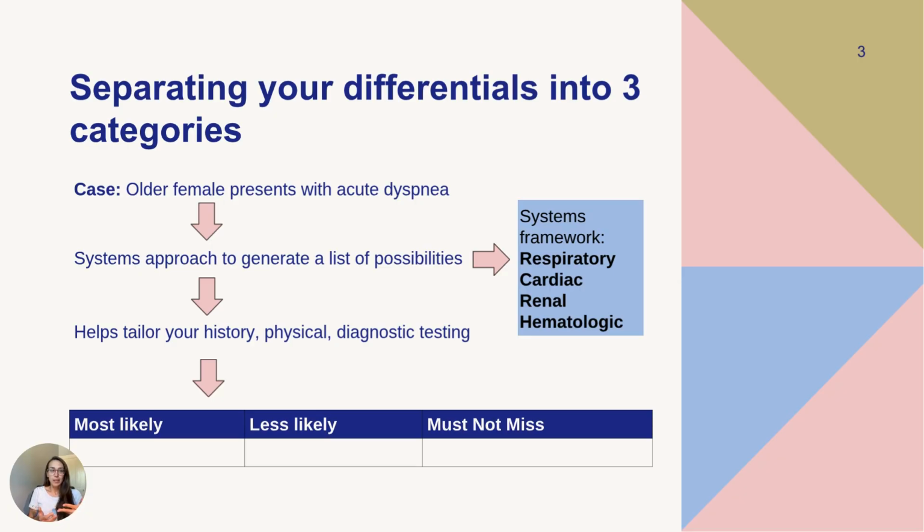So, with this case, let's say an older female presents with acute dyspnea. So, she's acutely short of breath. What I like to use is the systems framework to tease out what etiologies could be causing this shortness of breath. So, thinking about respiratory causes, cardiac causes, renal causes, and hematologic causes. These are the four main buckets that I'm going to use to guide my history, my physical exam, and any additional tests that I need to order. Again, it helps you tailor it so you're not winging this presentation, and it helps prevent you missing, especially those must not miss diagnoses.